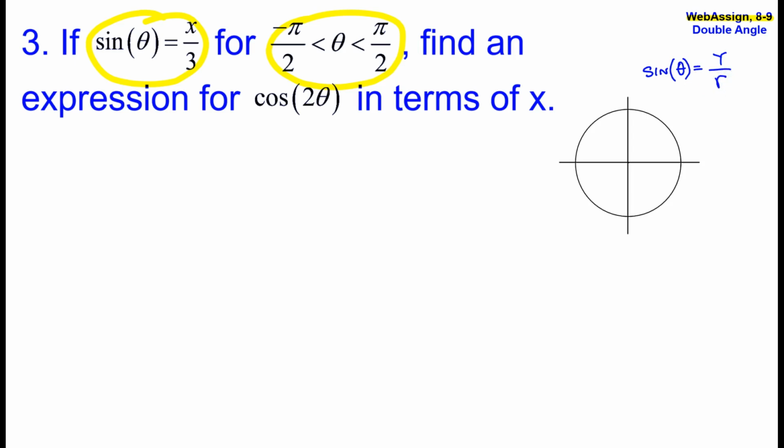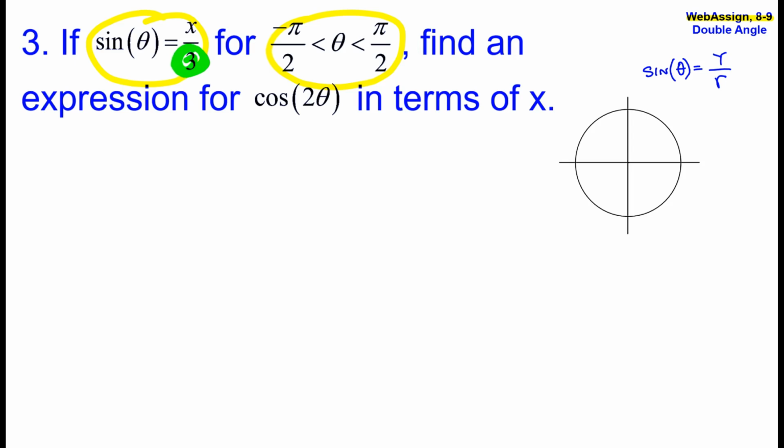Now for the unit circle, the radius is 1, so it's just sine of theta is equal to the y-coordinate. But now we have this value here of 3 in our denominator, so we're going to look at a circle with a radius that's not 1. And let's take a look at what happens here.